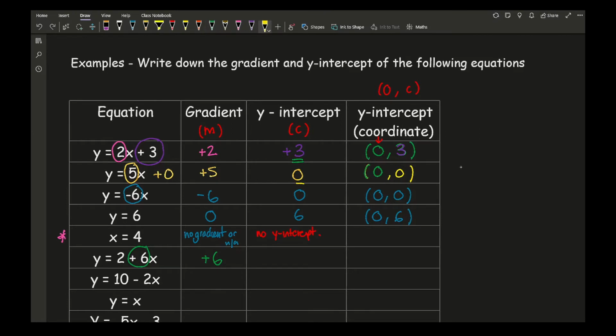And the y-intercept is what number is being added or subtracted. Now, although there's not a symbol in front, if there is no symbol, it's just going to be positive, so it's going to be 2. So then the y-intercept, as a coordinate, is going to be 0, 2.